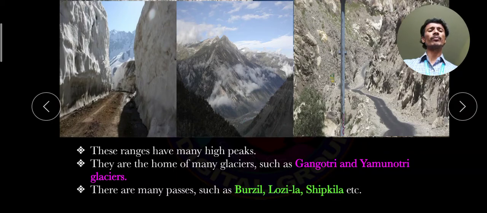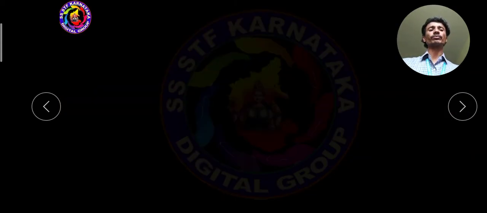And another one, Lozila. This is Lozila Pass, and this is Shipkila. List out the passes that we have to find in the Greater Himalayas: Burzil, Lozila and Shipkila. These are the important passes we have to find in the Greater Himalayas.